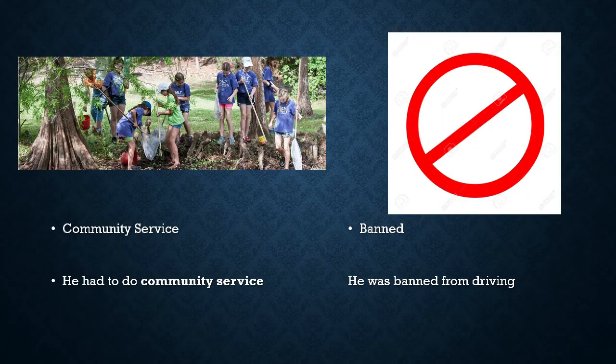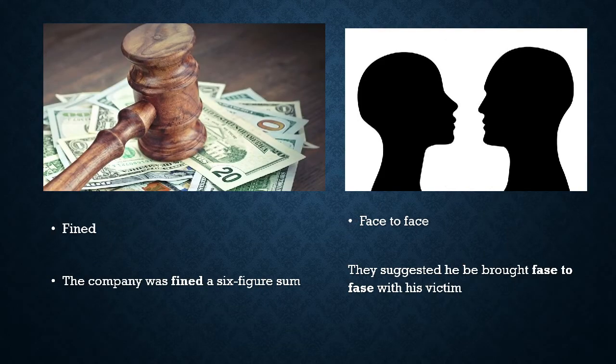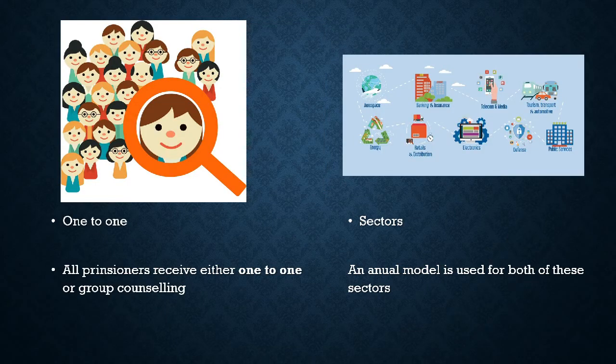He had to do community service. He was banned from driving. The company was fined a six-figure sum. They suggested he be brought face-to-face with his victim. All prisoners receive either one-to-one or group counseling. An annual model is used for both of these sectors.